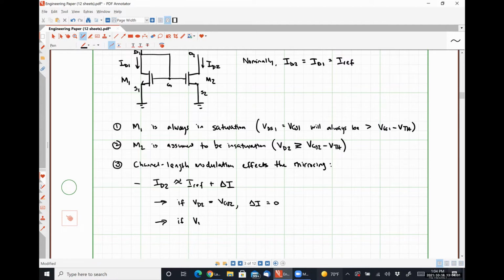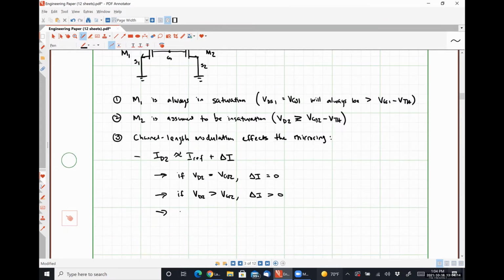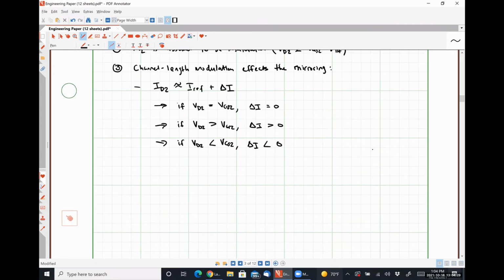If VD2 is greater than VGS2, delta I will be positive. And if VD2 is less than VGS2, delta I will be negative. So to help you guys understand what I am trying to impart upon you, I'm going to draw a graph here.